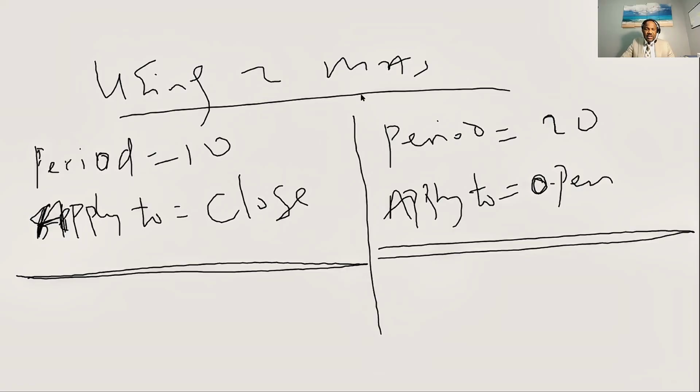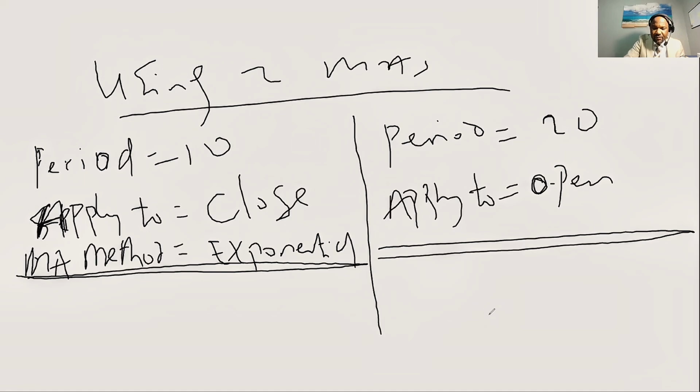Oh, method. Thank you, Jerry Prince. What method? See, it's good to follow. What MA method are we going to use? Let's use exponential. I also tested it anyway. Write exponential. Method, MA method, exponential. Thank you for that. You see, it's good to follow. Exponential.